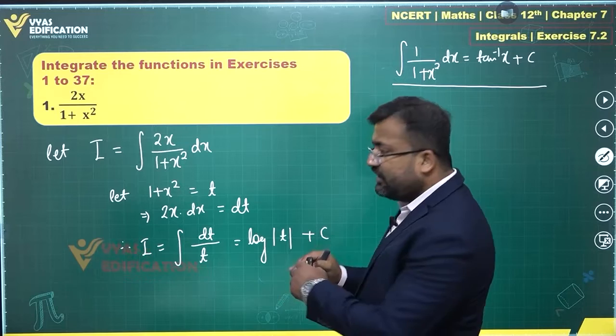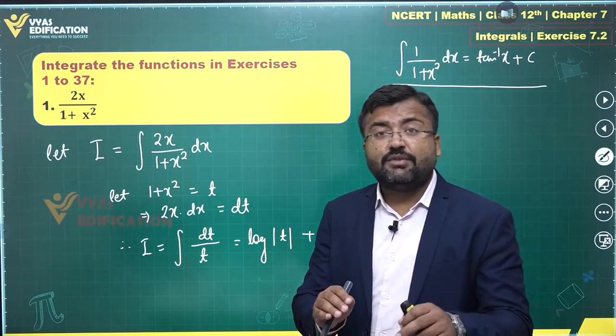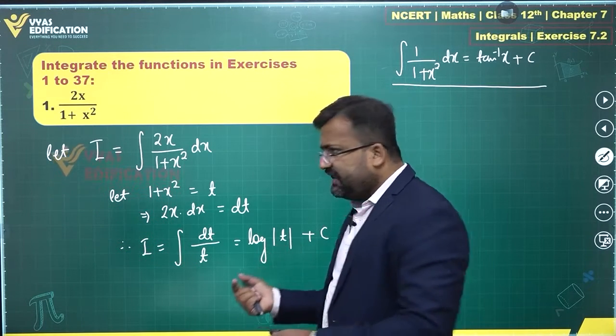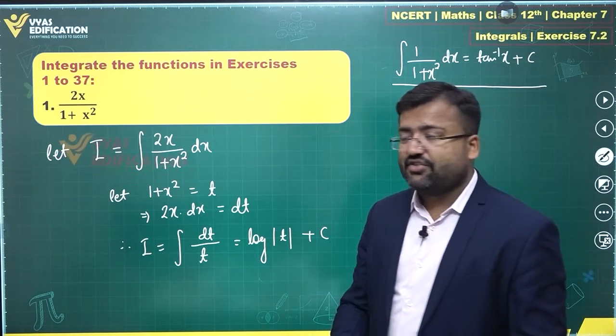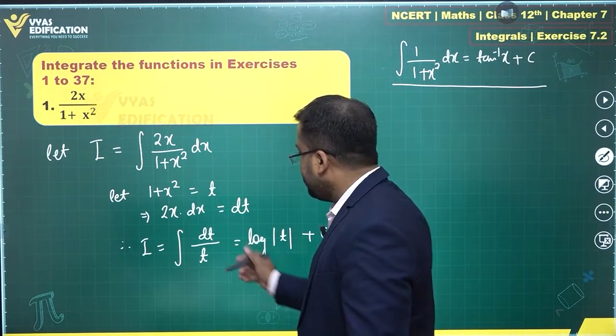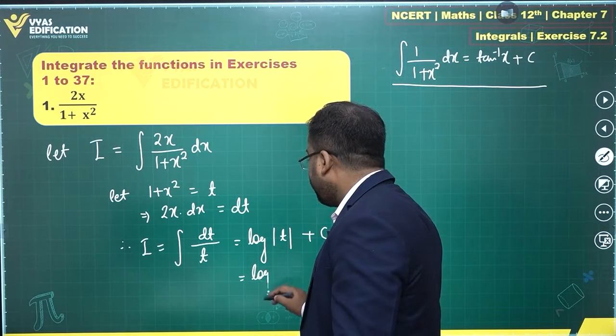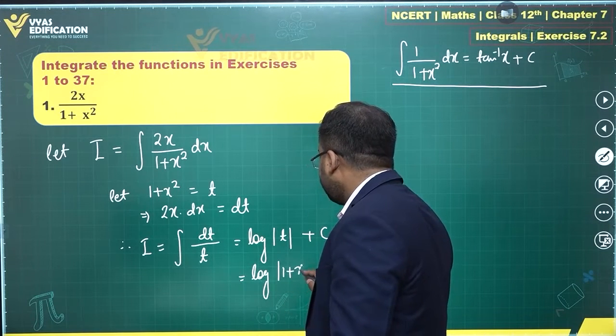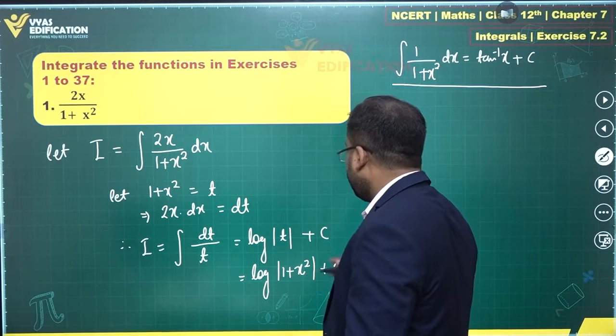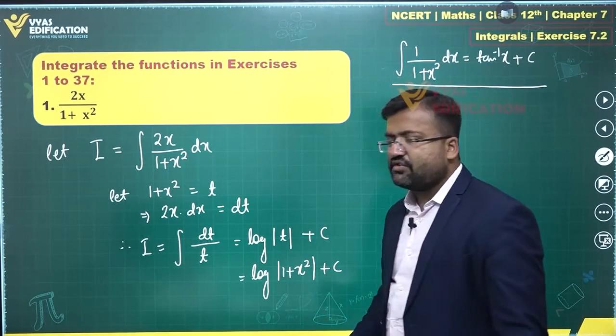Is that the final answer? This is very, very close to the final answer, because you cannot leave the answer in terms of t. We have to go back to x. And t is equal to 1 plus x square. So this becomes log of 1 plus x square plus c. Log of mod t, then log of mod 1 plus x square.